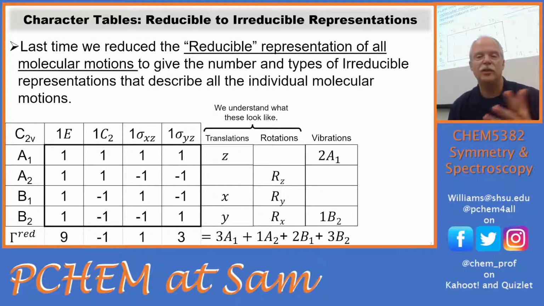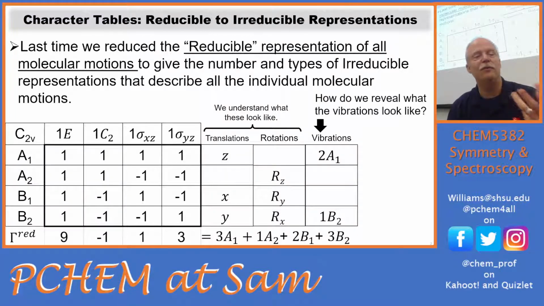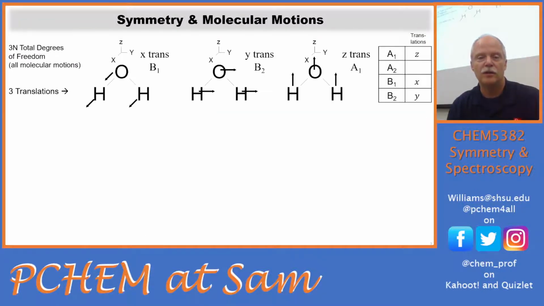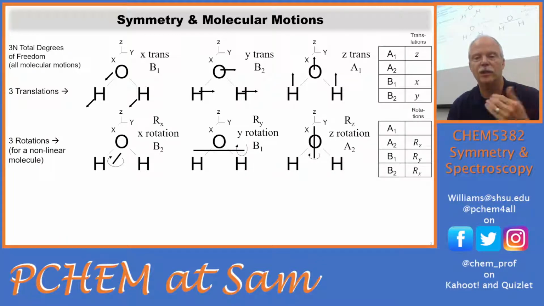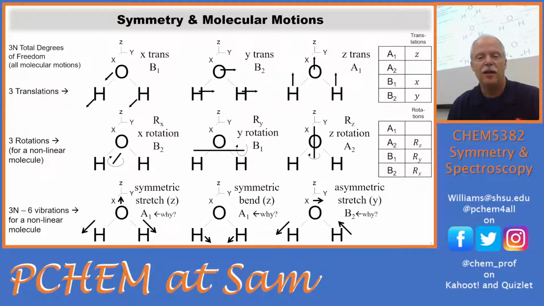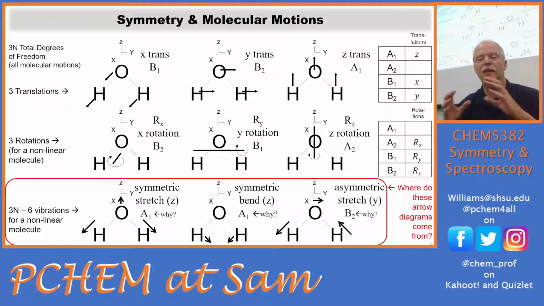And we understood what translation looks like. They're all going in one direction. Rotation is rotating around an axis. But how do we reveal what the vibrations look like? So this is what we use the projection operator for. So we know those translations are going along any one of the axes, X, Y, or Z. The rotations are rotating around those axes. We have the vibrations, and so where do these arrow diagrams come from? We can use the projection operator to come up with these arrow diagrams.